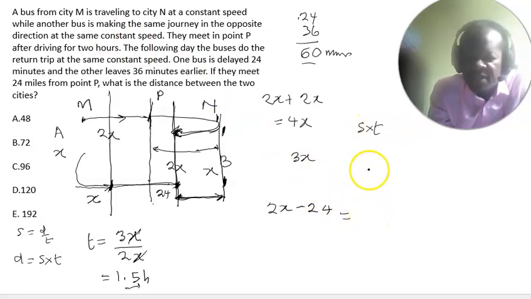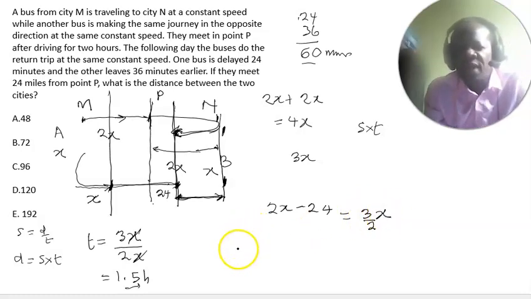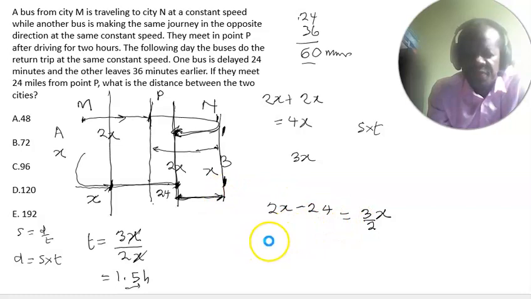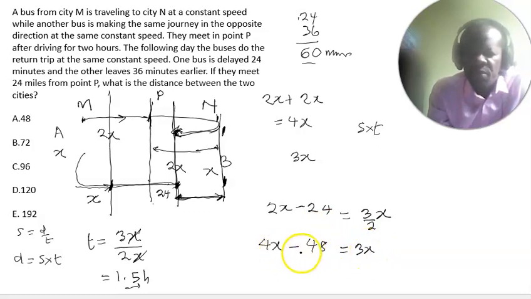We know that the speed is x. The time that A will cover that distance will be 3/2. So that means we have 3/2 times x. And then we can go ahead and find the value of x. Multiplying everything by 2 gives us 2 times 2x, which is 4x, minus 48 equals 3x. So making x the subject of the formula gives us x equals 48.